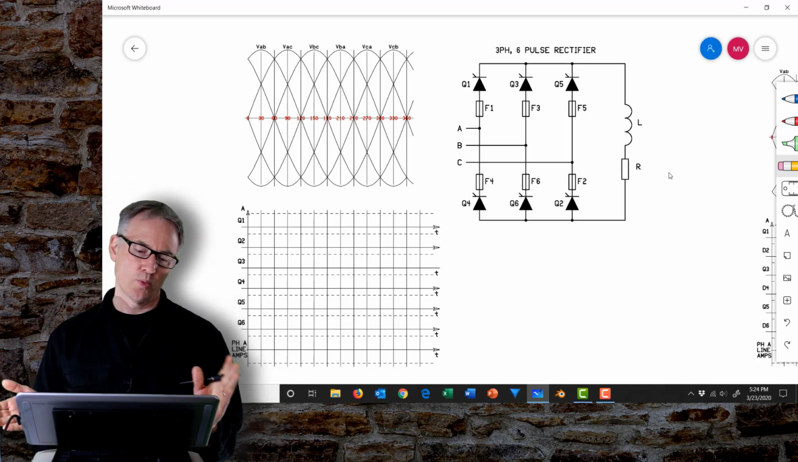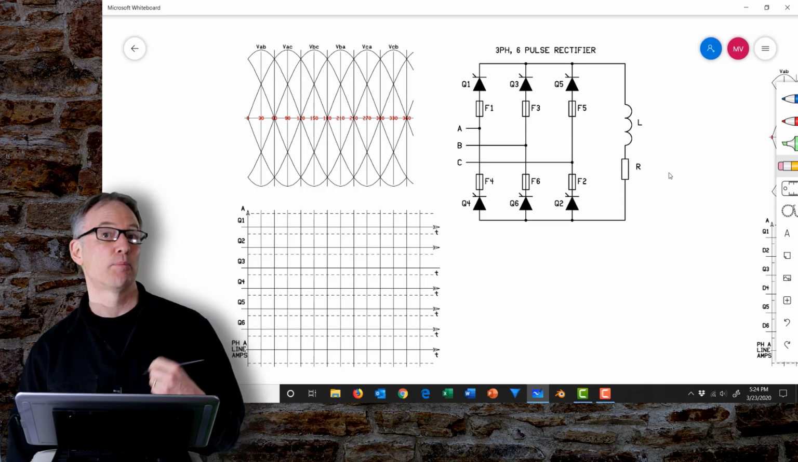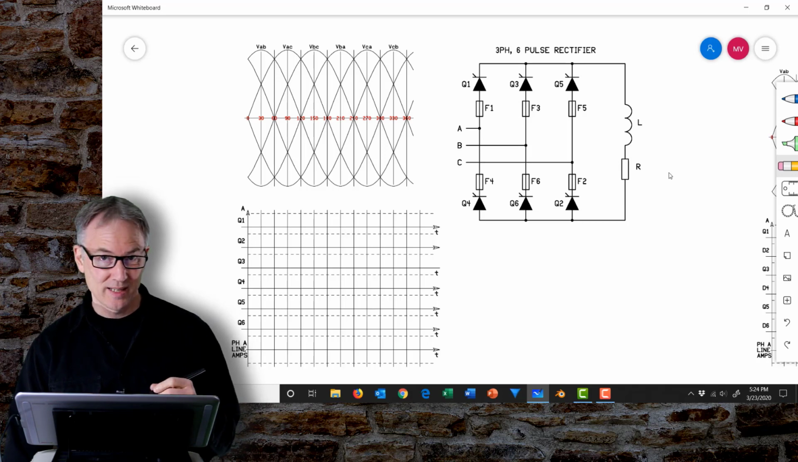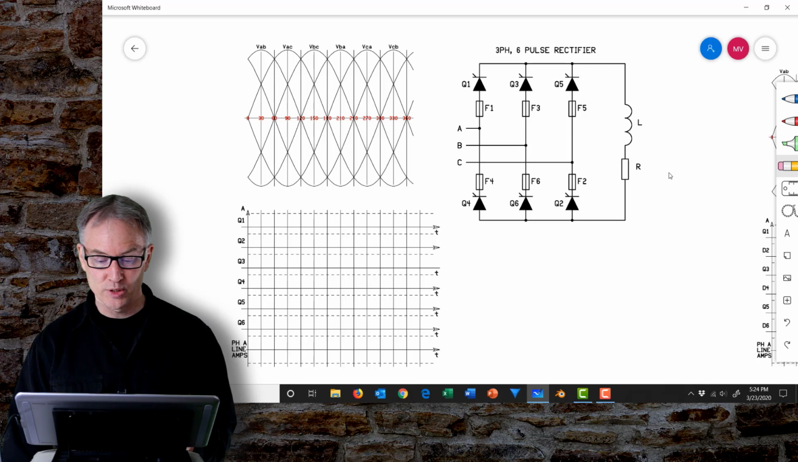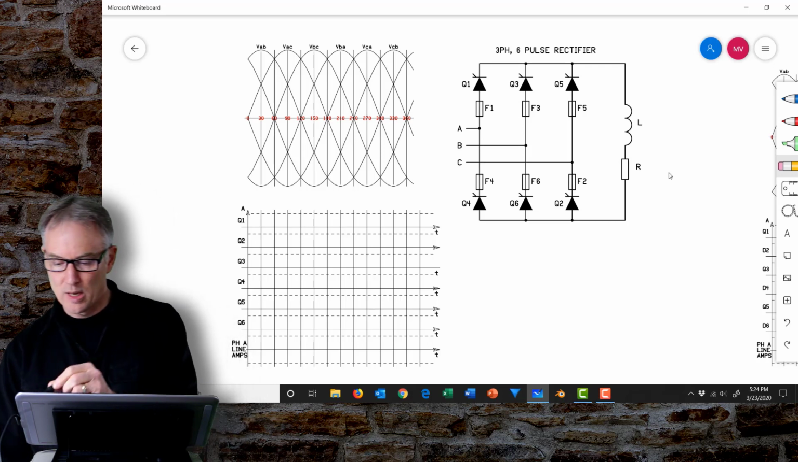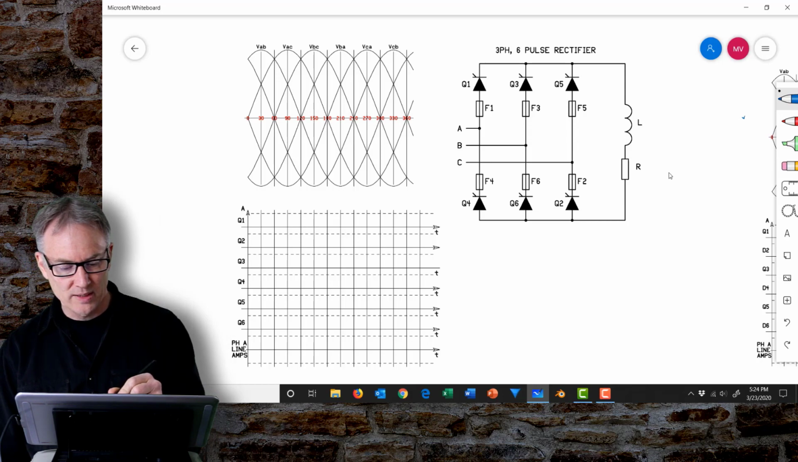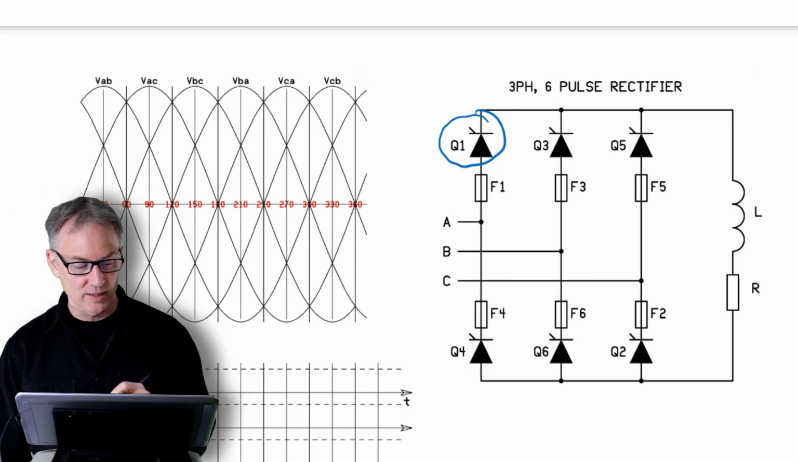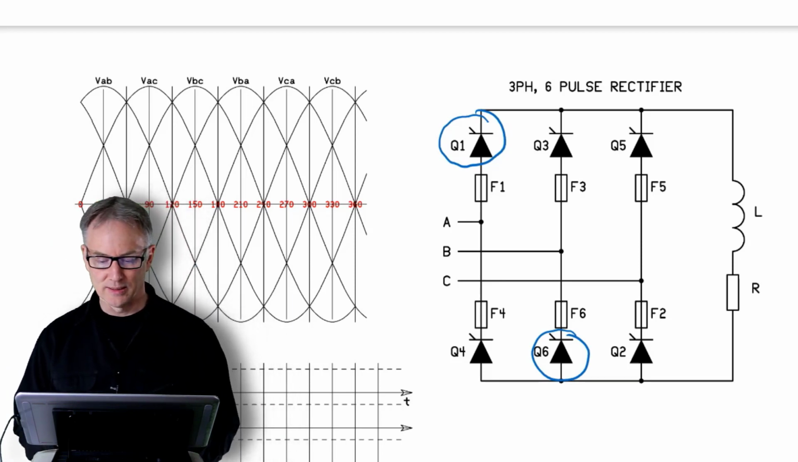Okay, so starting with line VAB, the first letter tells you which device is going to conduct in the positive half cycle, and the second letter, in this case B, tells you which device on the negative leg is going to return the current to the AC system. So I'm just going to circle the two devices of interest here. So we've got Q1, which is your phase A positive device, and we're coming back on phase B, so that's Q6. So those are the two devices that are conducting.